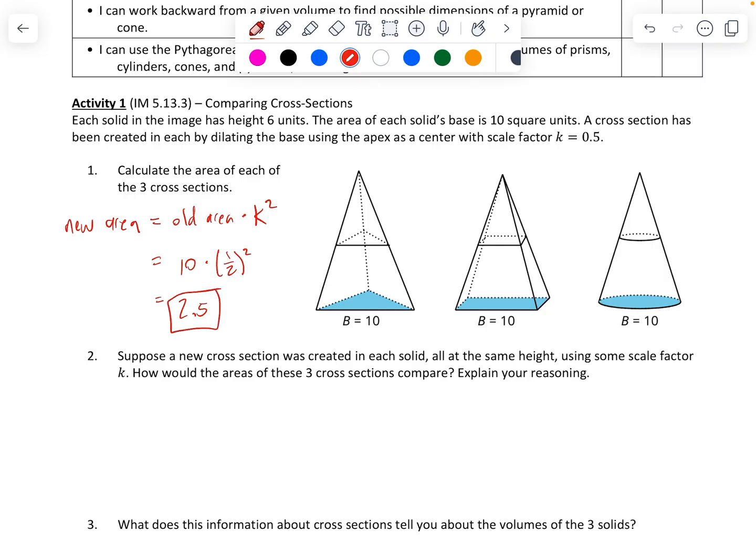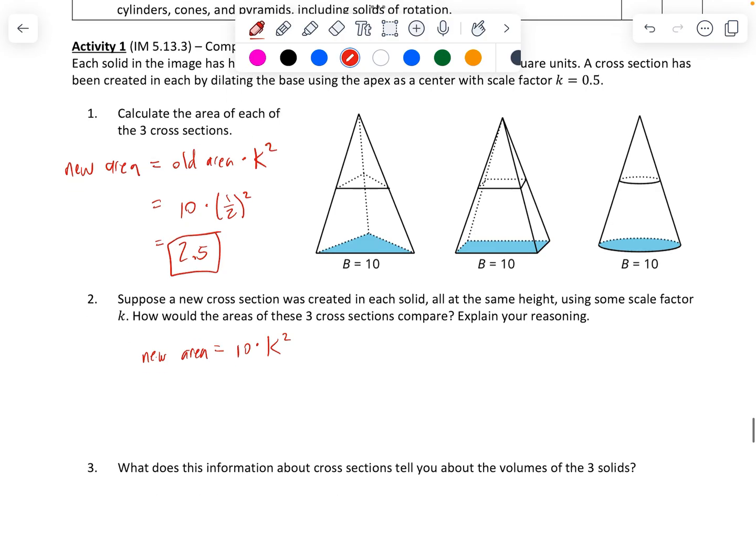Suppose a new cross-section was created in each solid, all at the same height using some scale factor k. How would the area of these three cross sections compare? They would all be the same. So the new area is always going to be the old area, which is 10, multiplied by k squared. So all three will be the exact same.